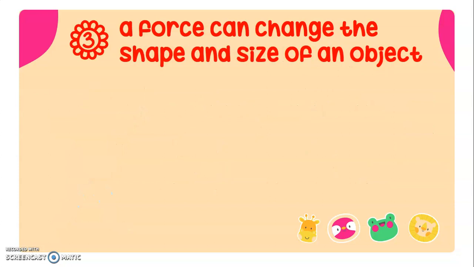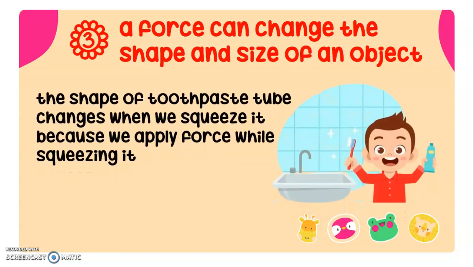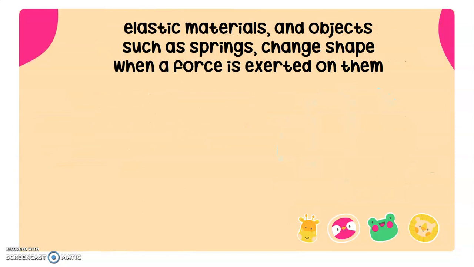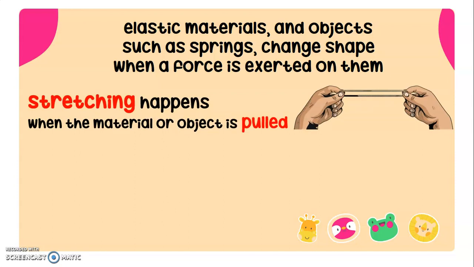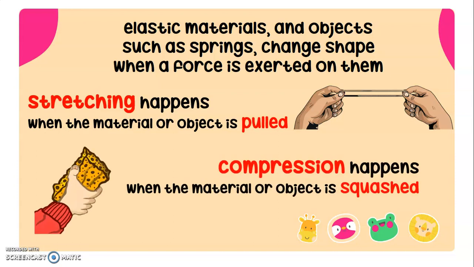Third, a force can change the shape and size of an object. The shape of a toothpaste tube changes when we squeeze it because we apply force while squeezing it. Elastic materials and objects such as a spring change shape when a force is exerted on them. Just remember, stretching happens when the material or object is pulled, and compression happens when the material or object is squashed.